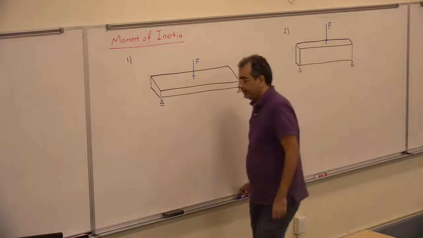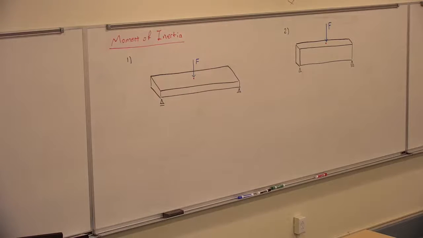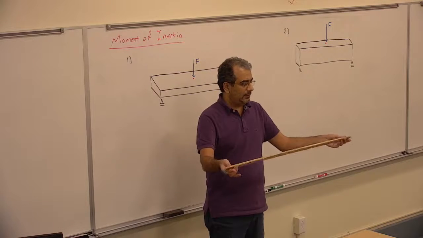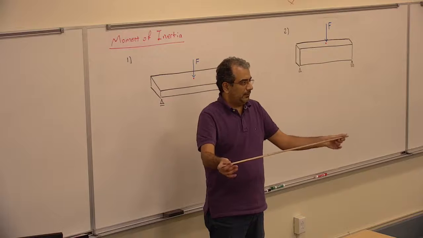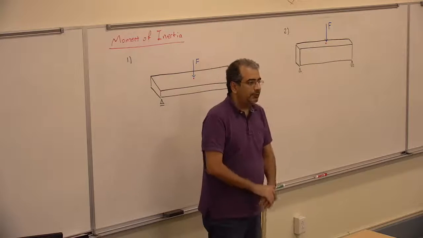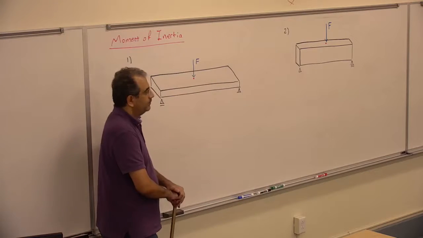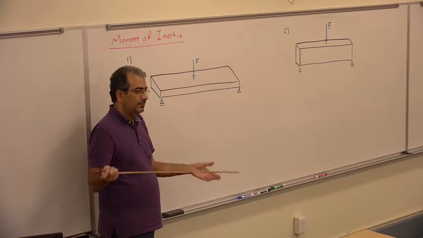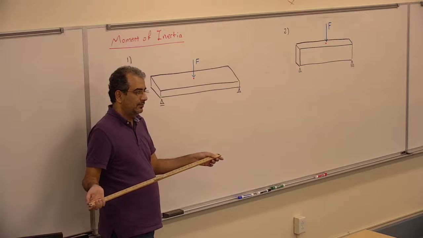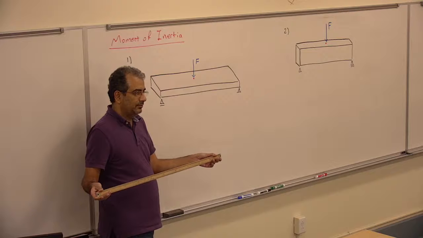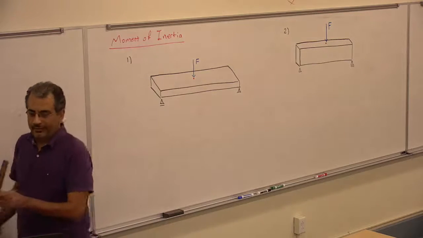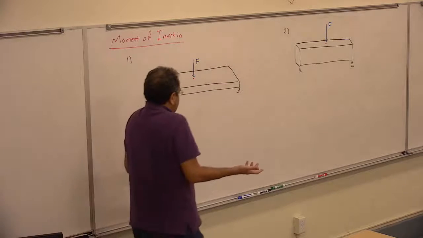For example, if you look at this ruler, the first one is looking like this, and I put some force on that. The second one I put it like this. The same thing. Which one bends more? It's the same thing. Why does this one bend more? Yeah, it's smaller. So physically, you know by experience that this one will be bent more.